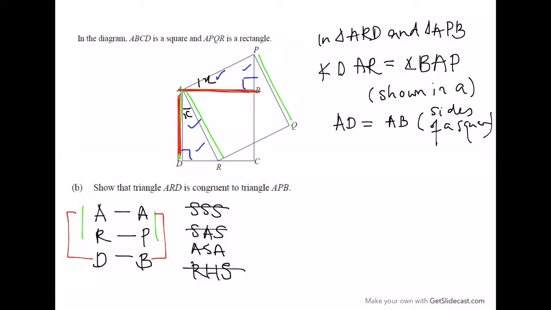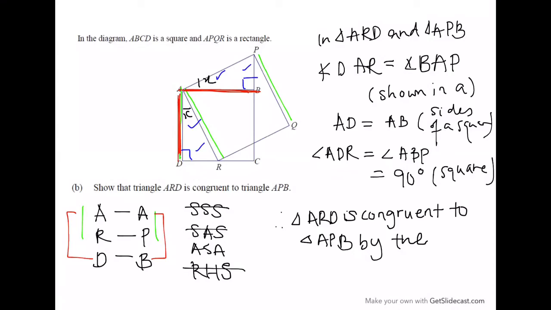And the last one will be the angle ADR to be equal to the angle ABP, which is equal to 90 degrees, because this is a square. Right? And last but not least, we shall write our statement. Therefore, triangle ARD is congruent to triangle APB by the ASA property.